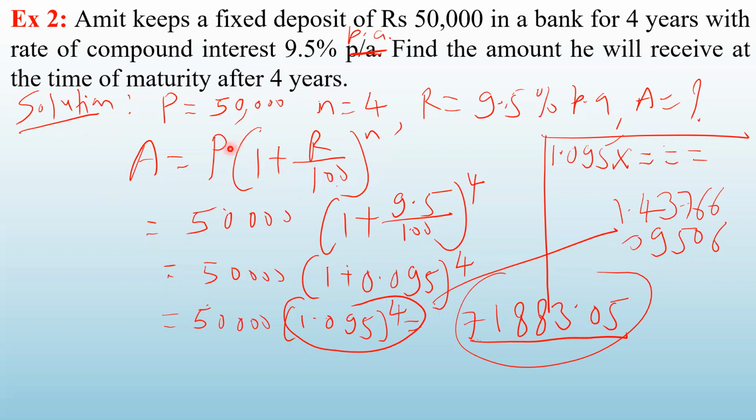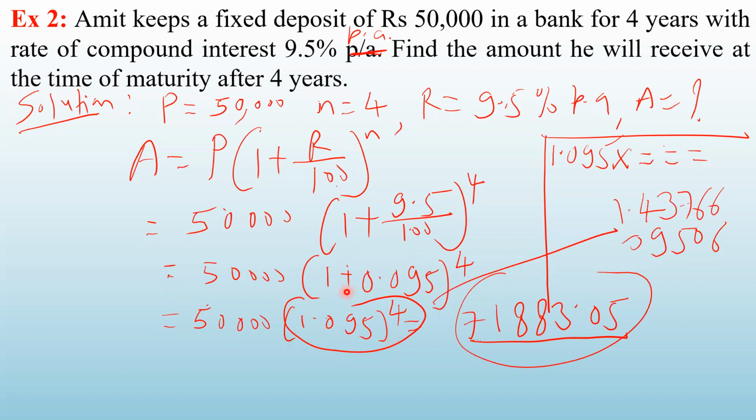Put everything in the formula. So P is 50,000. 1 plus in place of R, you will put 9.5. And N is 4. Now first you simplify this. 9.5 divided by 100 gives you 0.095. Then add it to 1. So it is 1.095 raised to power 4, multiplied by 50,000. For 1.095 raised to power 4, if you want to calculate using the calculator, which you people are using, a non-programmable calculator, not a scientific calculator.